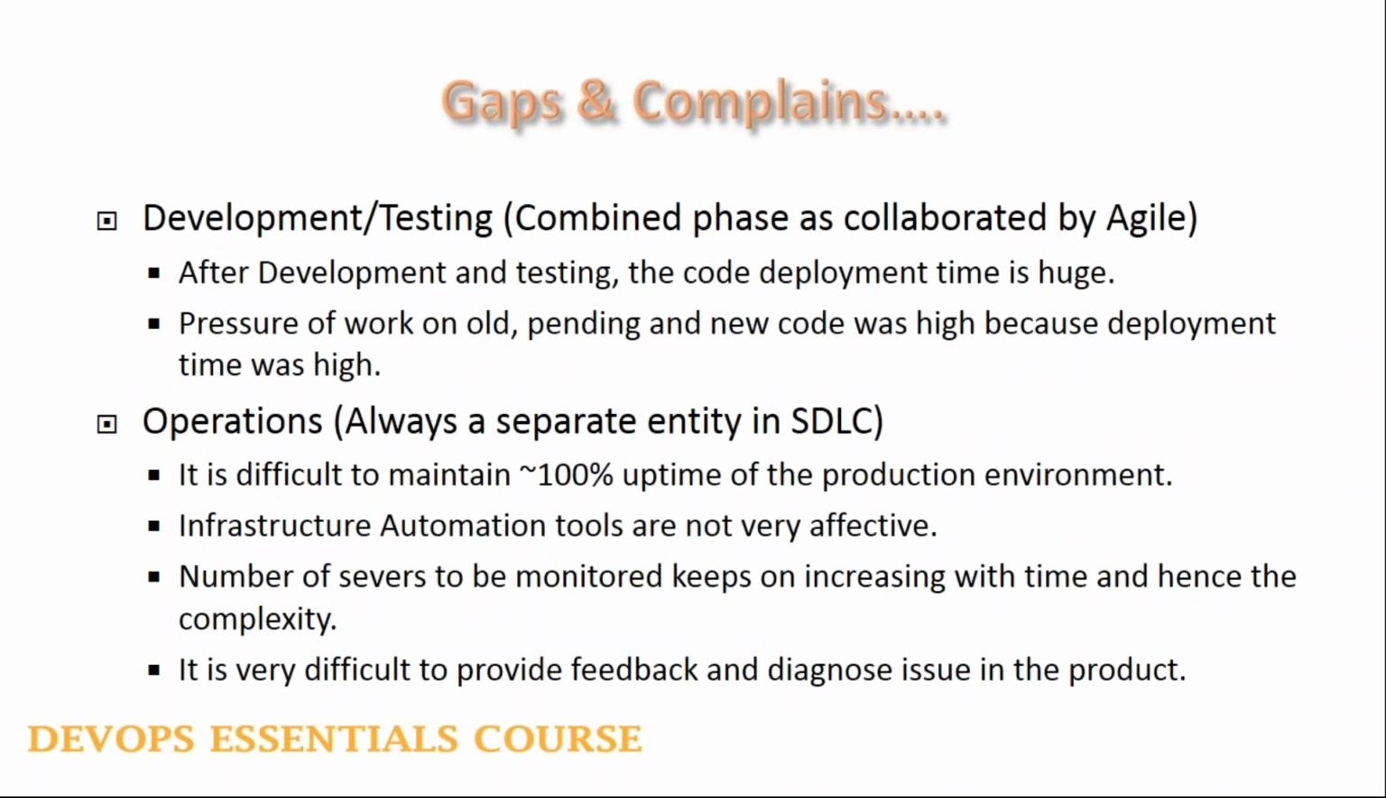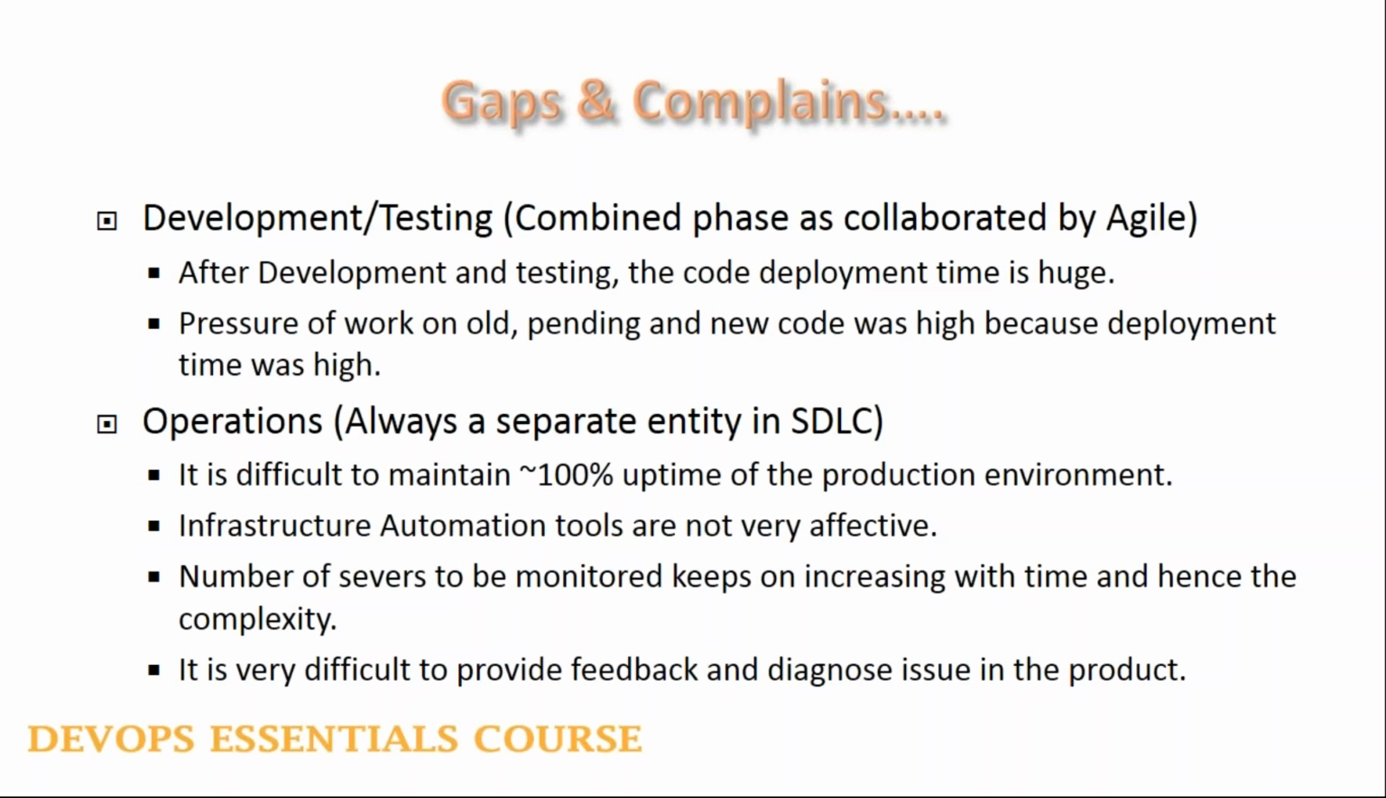So anyway, there were a lot of complaints and gaps from the development side when we were not using DevOps or not in the Agile model. After development and testing, the code deployment time is huge. Even if we are using Agile, once development and testing have been done, people have to wait a long time to deploy. Just think about a scenario: you started your development in January, and you completed it in October, and then the deployment happens in December. Once they go for deployment, they will find some issue and tell the development or testing guy that they are facing some issues. So what to do now?